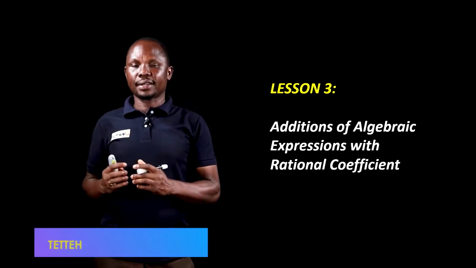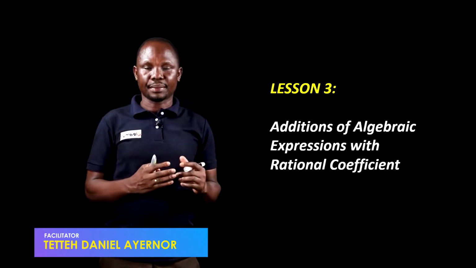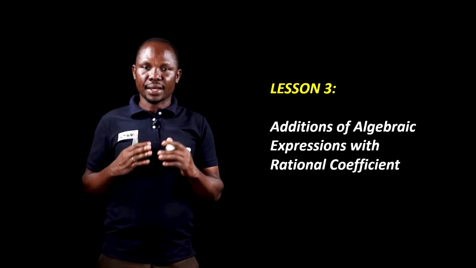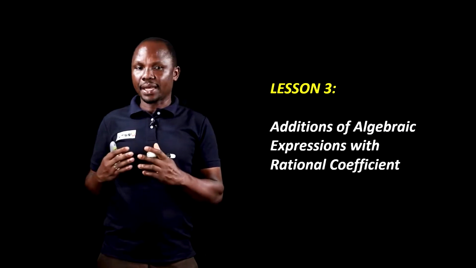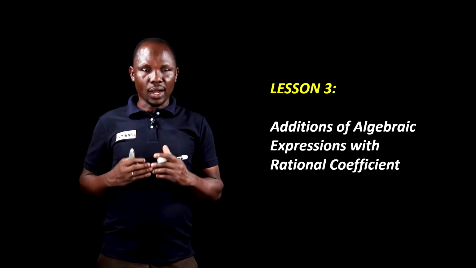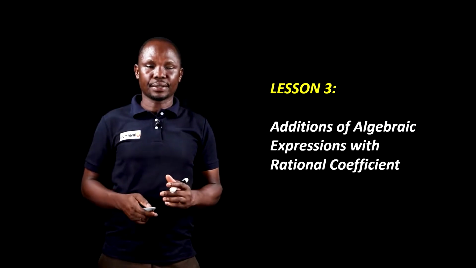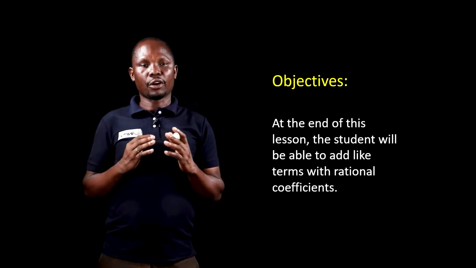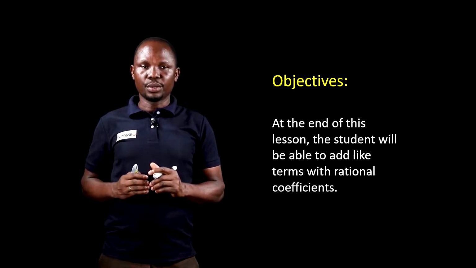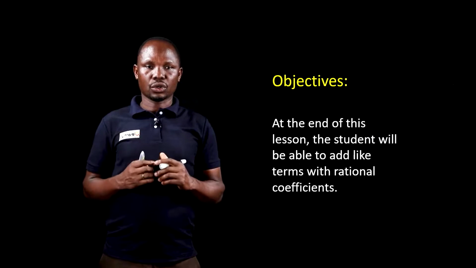In our previous lesson, we studied like terms and unlike terms. And we said terms are said to be like terms if the variables are the same and they have the same exponents. In this lesson, we will study how to add algebraic expressions with rational coefficients. Our objective for this lesson is that by the end of this lesson, you'll be able to add like terms with rational coefficients.